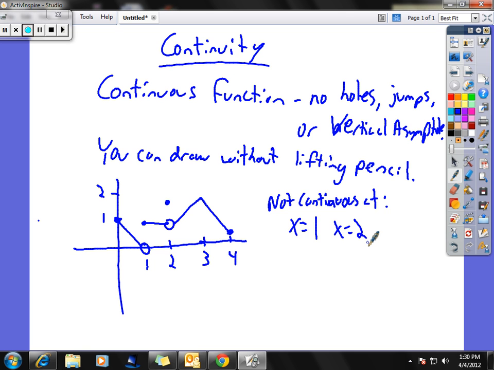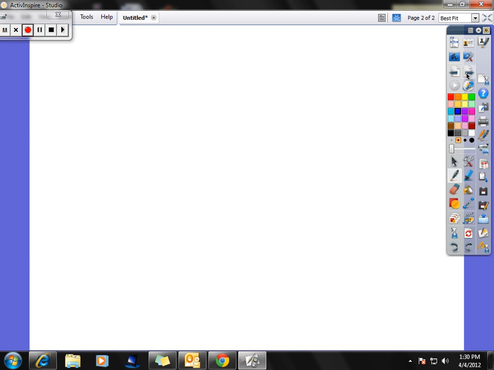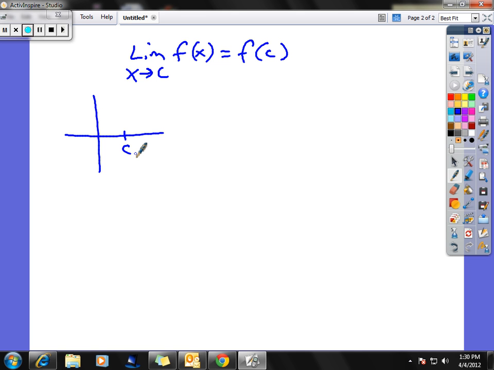So for continuity, the official definition is that the limit as x approaches c of f of x equals f of c. Can somebody maybe explain what that actually means? Let's call this c. The limit of y as x approaches the x value c is the same as if you were to plug the x value c into the function.